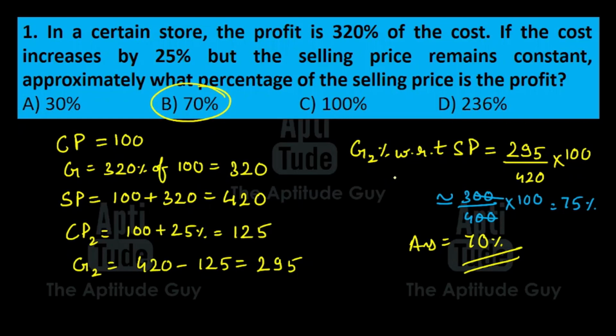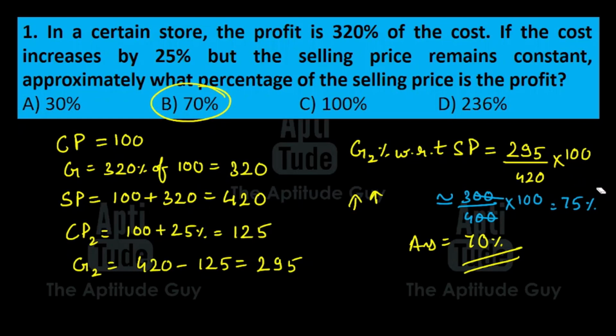In order to answer that question, you have to look at the way you have approximated the numbers. 295 became 300. So the numerator increased. When the numerator increases, the value increases. Now what happens to the denominator? 420 became 400. So the denominator decreased. When the denominator decreases, again the value increases. That means this answer is definitely more than the correct answer.